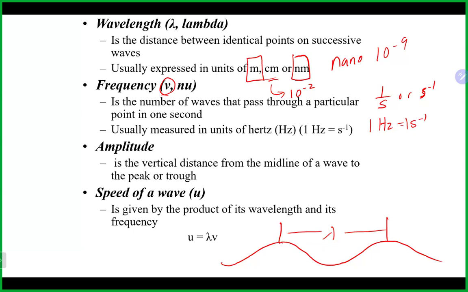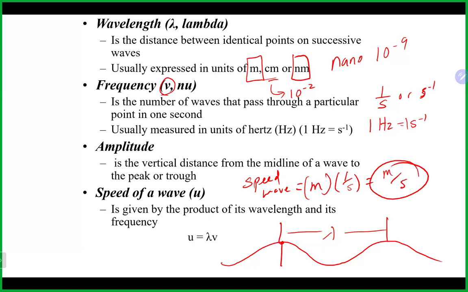Amplitude is the distance from the main line, the peak, if you will, to halfway through to the bottom. And we can actually calculate the speed of a wave in general as the wavelength times the frequency. The wavelength is typically in meters. The frequency is typically in reciprocal seconds. So typically when we look at the speed of a wave, the units are meters per second.